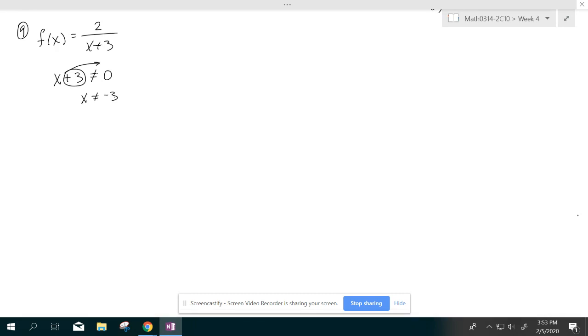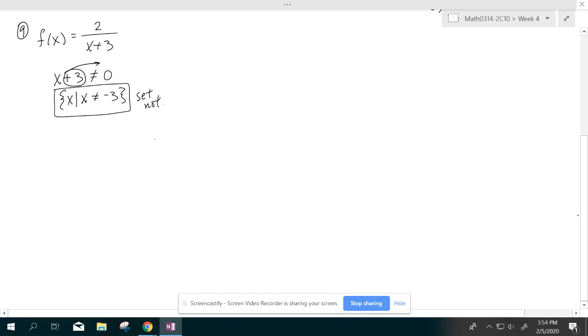Now we need to turn that into the domain. Would you like set notation or interval notation or both? You're going to get them both anyway. All right, so here we go. First, the set of all x such that x cannot be negative 3. This is set notation. Did you see how easy that was if you know the restriction? You just put the other fancy stuff on there and you've got your domain.